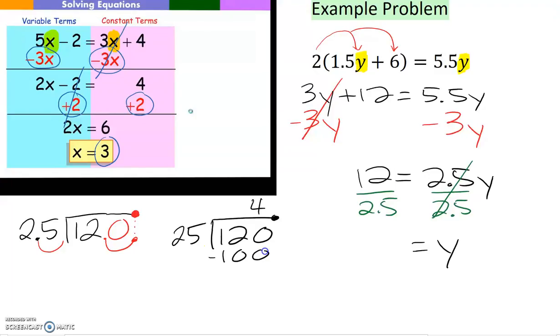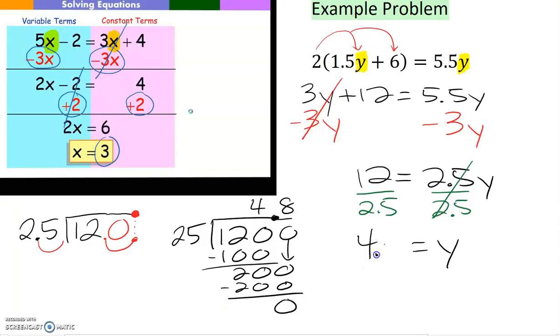So we'll subtract off 100, and we are left with 20. We drop down the 0. So 25 divides into 20 8 times. And there we go. Remainder 0. That's what we wanted. So our final answer is y equals 4.8.